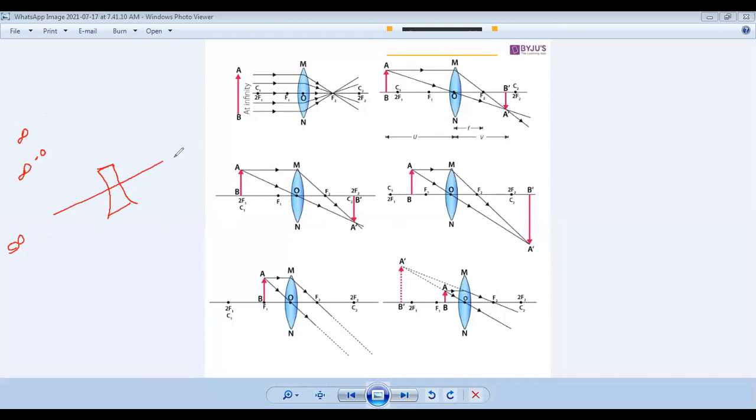The image formed will be at, obviously, where? 2f2. No, infinity images will form at the focus. Yes? This is a concave lens, so what will happen? A parallel line came, it diverged, so it appears to be passing through the focal point, right? One more parallel line came, it diverged. So where did I get the image? Not at 2f. At f1, the focal point on the same side, right?